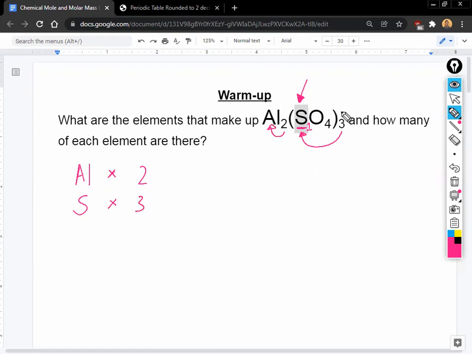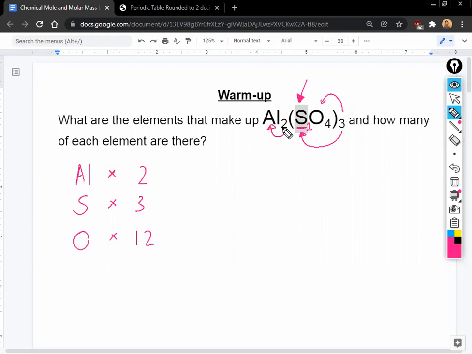And then last but not least, we have 4 oxygens in there, and there's a 3 on the outside. So how many oxygens do we have total? 12, yeah, because we need to do 4 times 3. Just multiply what's on the inside by the number on the outside.